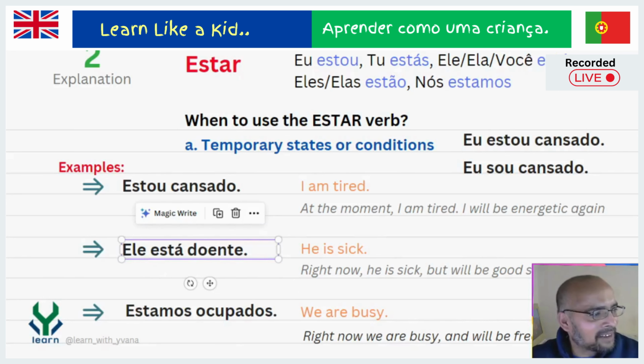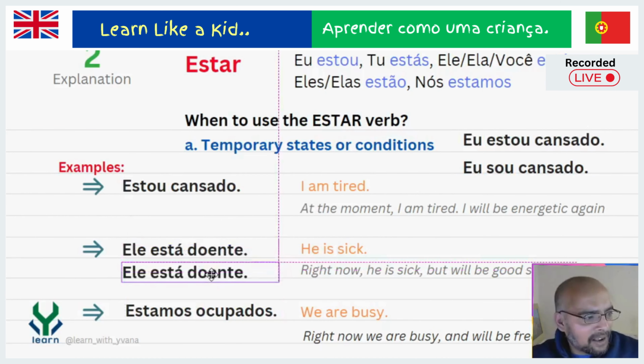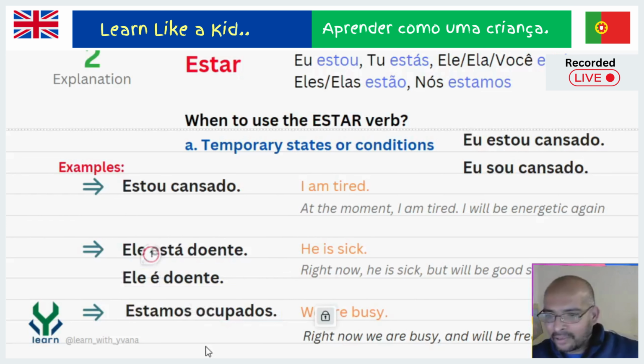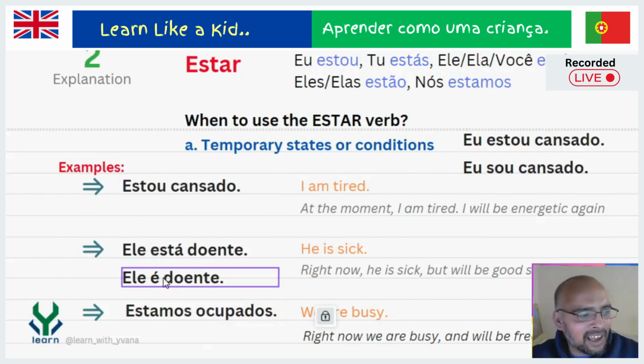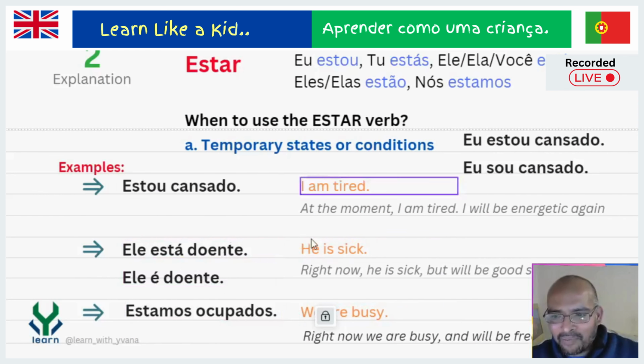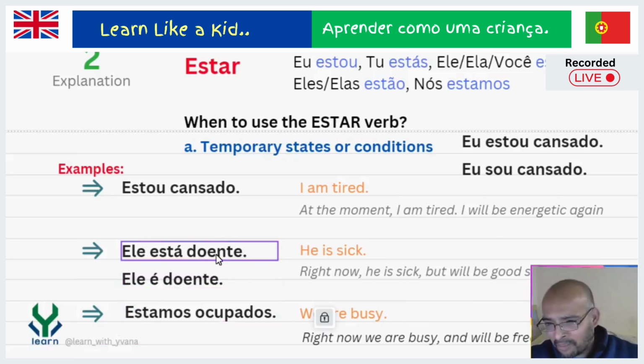But here what I mean is, ele está doente. This is the ESTAR verb. If you say ele é doente, what is the difference? Both are correct here, okay? But we rarely use ele é doente, though sometimes we may need to use it. But ele está doente is perfect. What is the difference between these two? Yes, that's correct, Mandeep. If I say ele é doente, it means he has some permanent illness that cannot be treated, or it will go on for a very long time, okay? But we use it very rarely. So we normally use ele está doente because we always expect that he will be good.